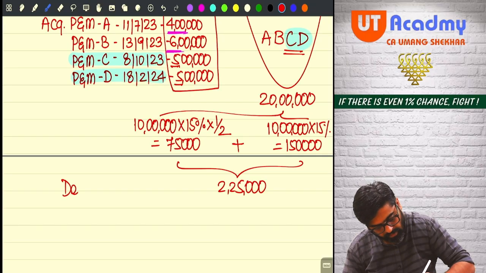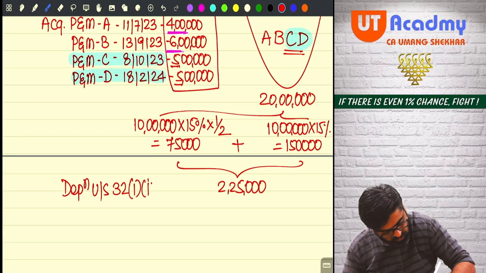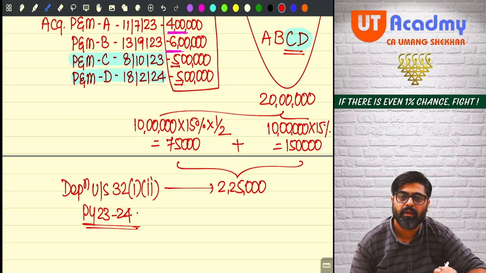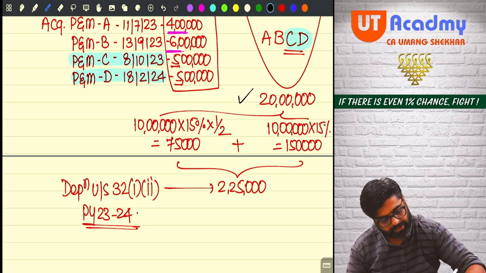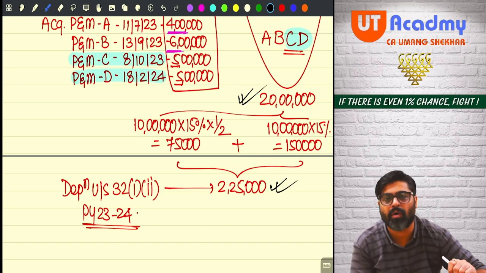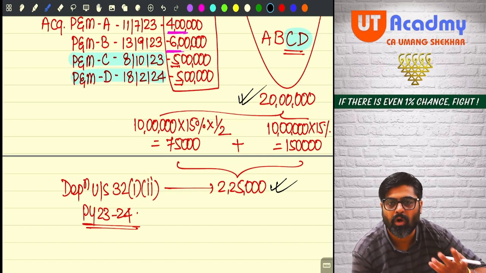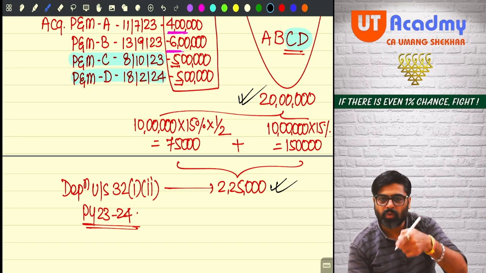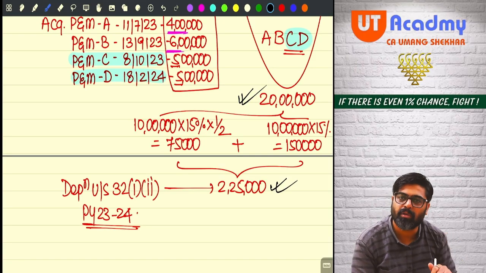2,25,000 is the depreciation which you have calculated under section 32(1)(ii), and this depreciation will be allowed for the previous year 23-24. Last year this depreciation was allowed to you. Now tell me, what was the total cost of the block last year? The total value of the block was 20 lakh. Out of that 20 lakh, 2,25,000 was allowed last year in the form of what? Depreciation. So how much cost still remains in the block? 20 lakh minus 2,25,000, the balance cost still remains in the block, no?